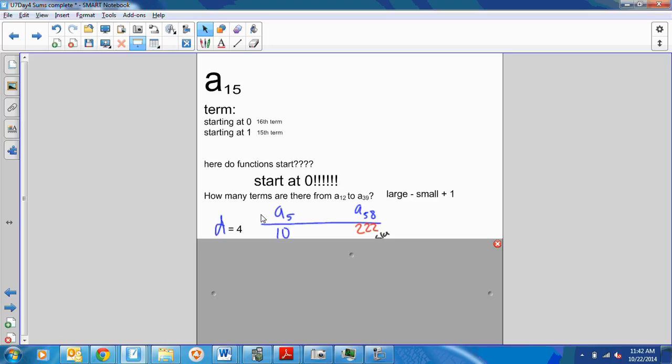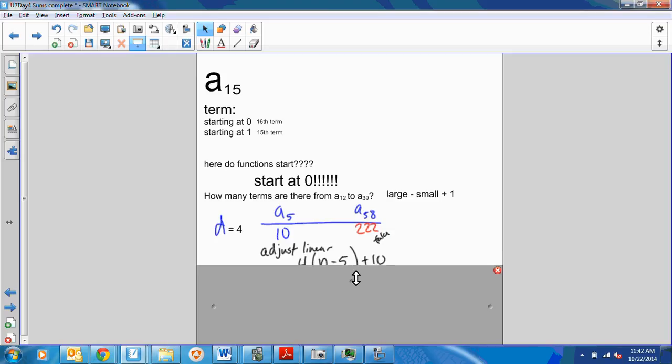So what you can do to write the linear for this, let's say I want to find a sub 76. Well, I could add 4 a whole bunch of times and I'd probably get lost. I know the function starts at 0, so there's two things you could do. You could work backwards and subtract 4 a whole bunch of times to get to a sub 0, which might do a little work, but there's another way by adjusting your linear. And here's what it would look like: my sequence, I know the d is 4, but let's just say I kind of make up the y-intercept of 10. What I can do is adjust my n values to shift this whole sequence back 5.